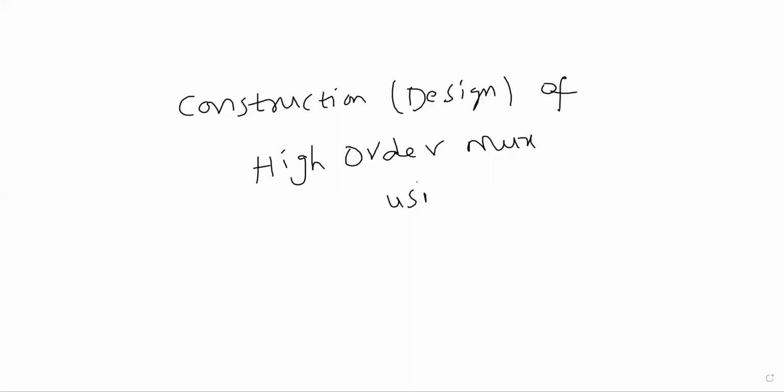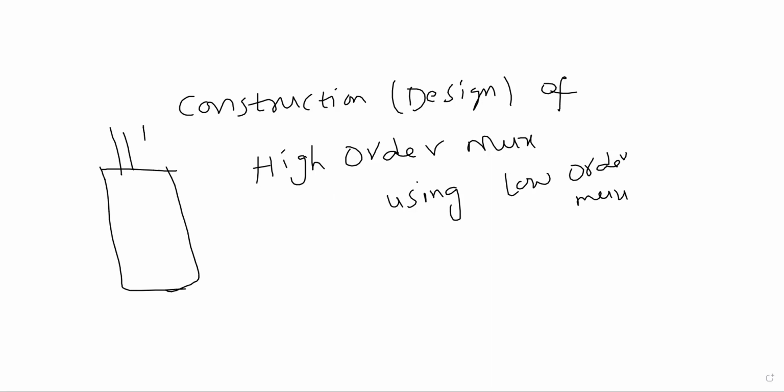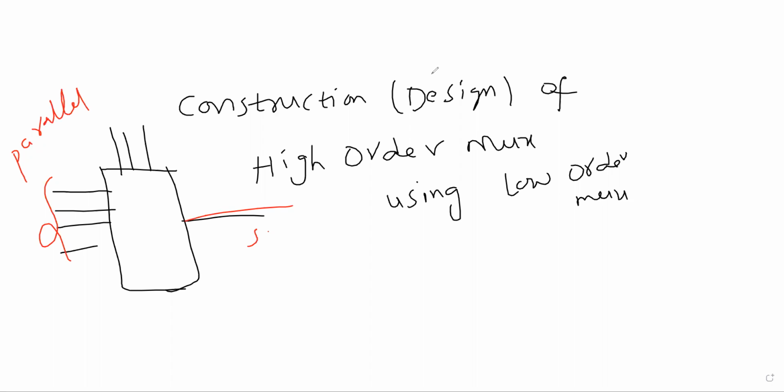Now, can anybody try to tell why it is called a parallel to serial converter? Anybody try to guess and tell why? Don't forget, whatever multiplexer it is, however many selection lines or inputs it has, it contains only one output. That's why it is called, see here, parallel. This is parallel, and only one output means serial. That's why it is called a parallel to serial converter.